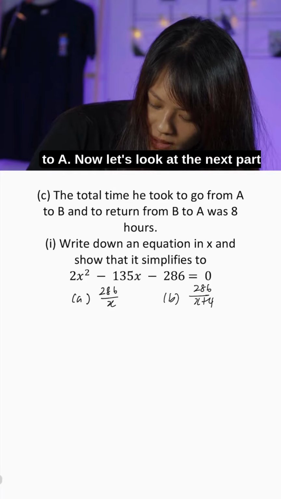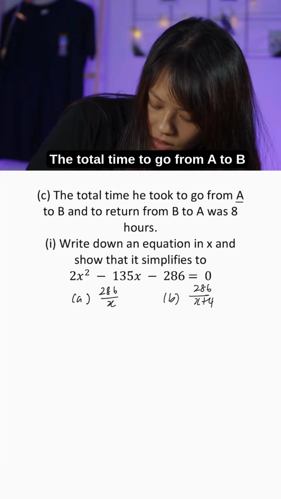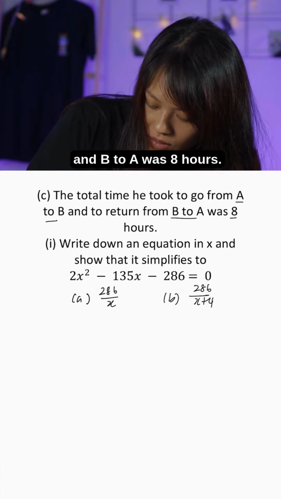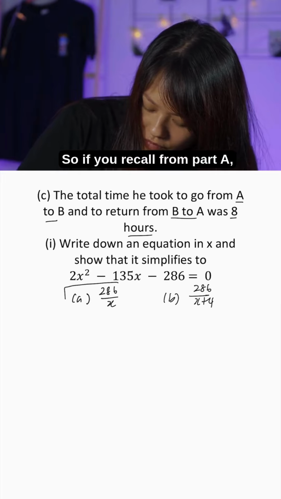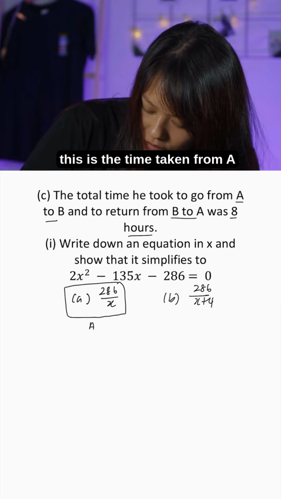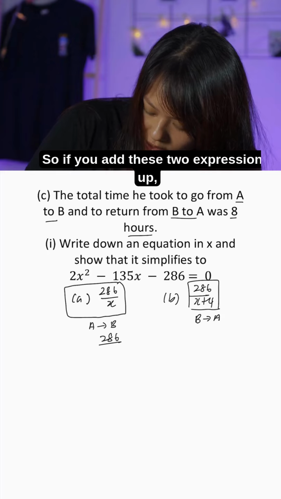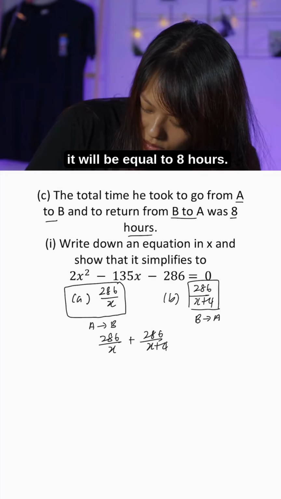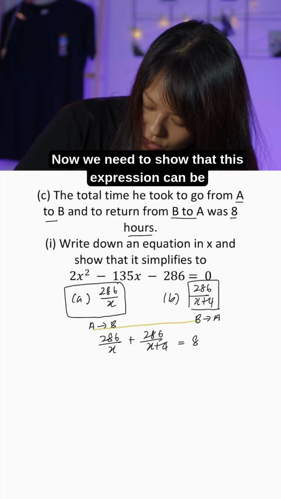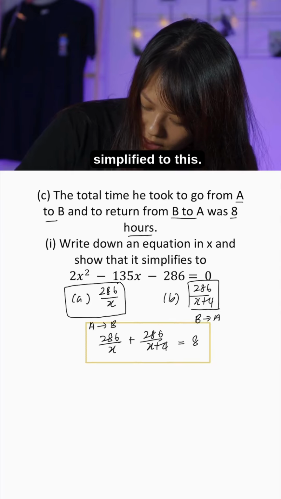Now let's look at the next part. The total time to go from A to B and B to A was 8 hours. So if you recall from part A, this is the time taken from A to B and this is the time taken from B to A. So if you add these two expressions up, it will be equal to 8 hours. Now, we need to show that this expression can be simplified to this.